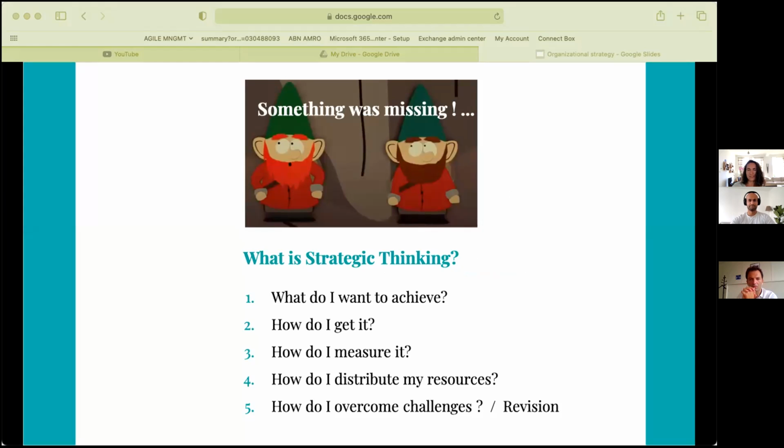Indeed, above it, the mindset was missing, which we call strategic thinking. And what is strategic thinking? Strategic thinking is to think about what do I want to achieve. It's about how do I get it, which is strategy, the second phase. How do I measure it, indeed, which is progress. How do I distribute my resources, which is effectiveness. And how do I overcome my challenges, and how do I revise my strategy if it is necessary, it's agility.